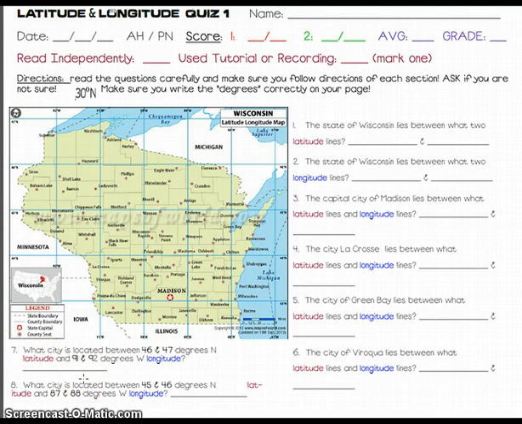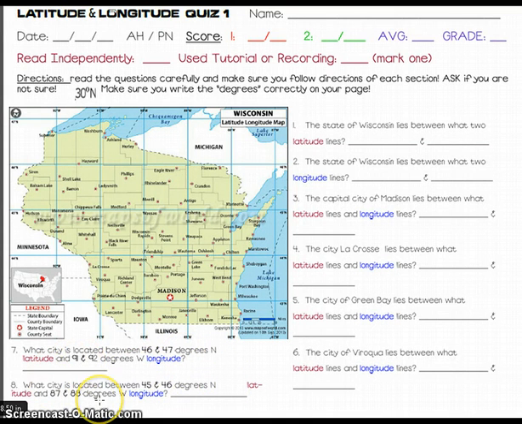What city, now city, is located between 46 and 47 degrees north latitude and 91 and 92 degrees west longitude? Pause and mark your answer.